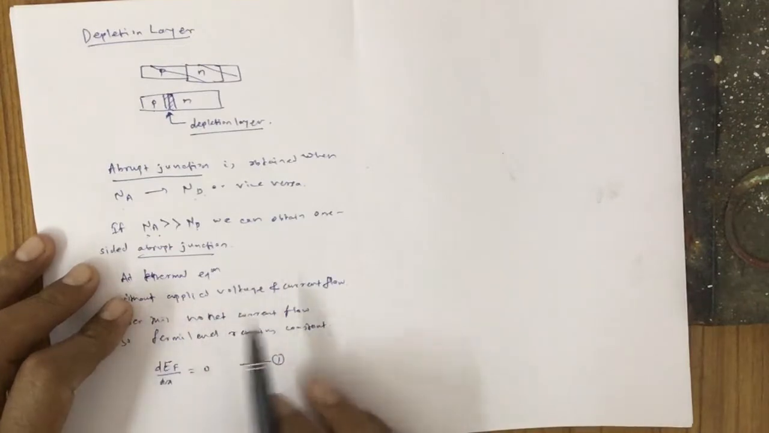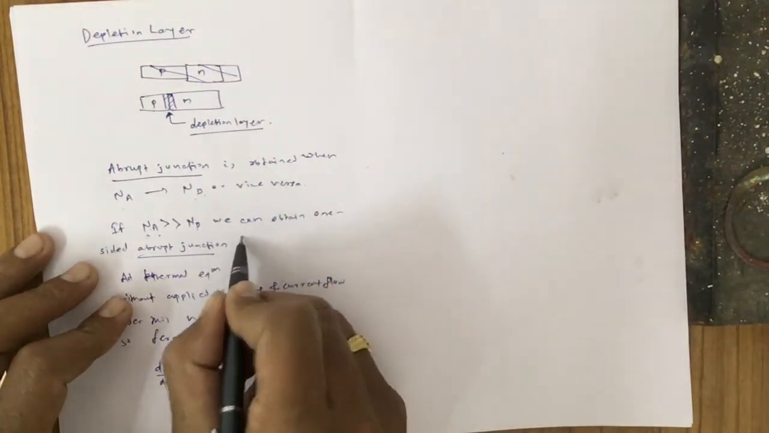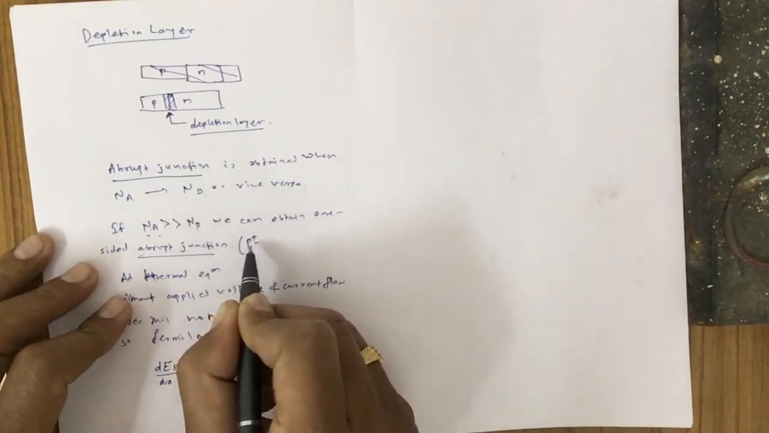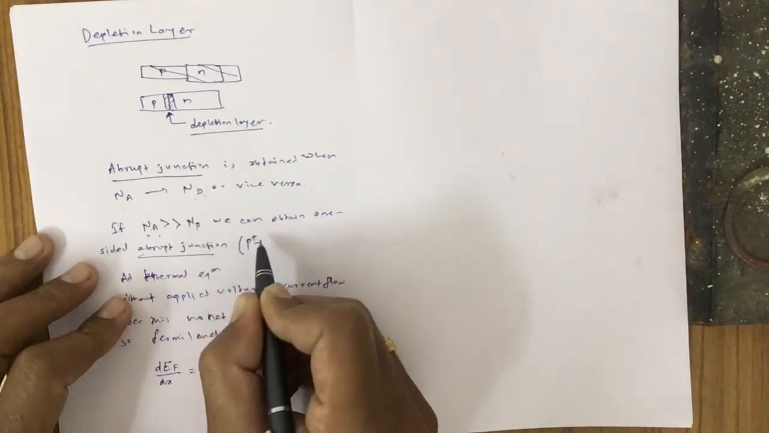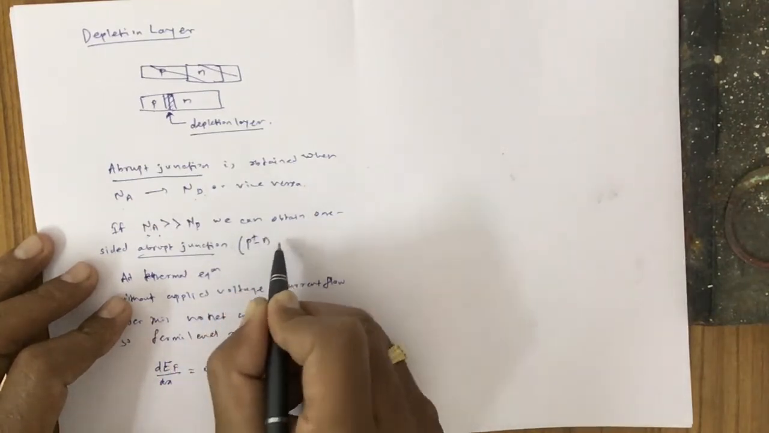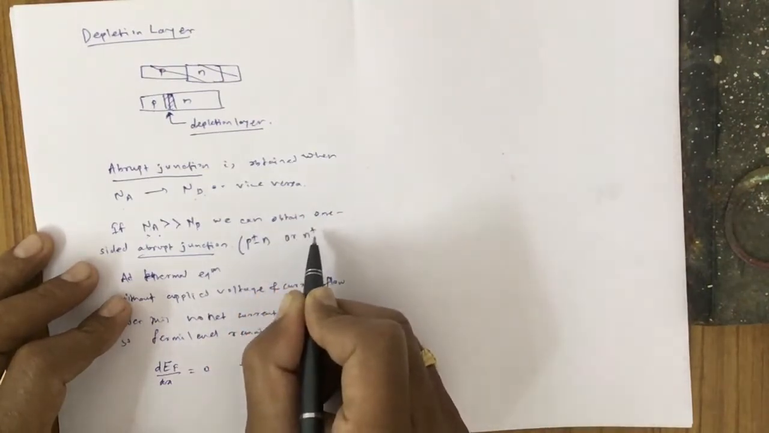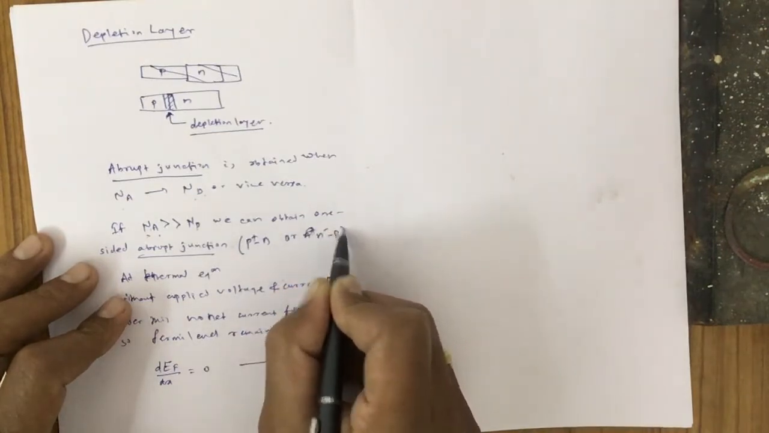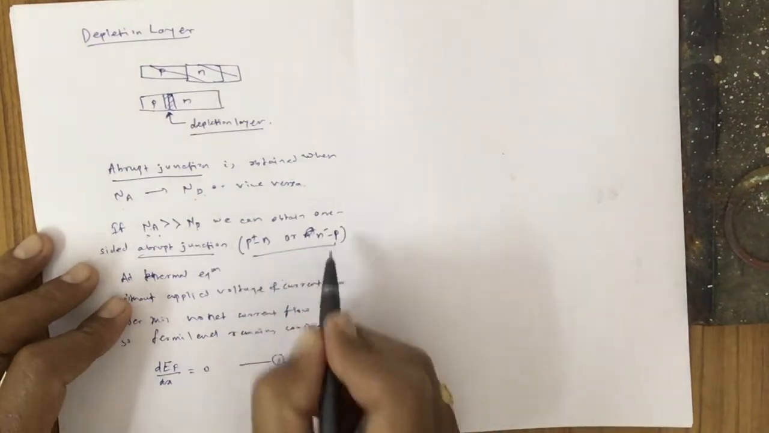Now let us consider this one sided abrupt junction. It can be represented with P plus, meaning excessive acceptor impurities, and then the donor impurities will be lesser on the N side, or else we can have an N minus P one sided abrupt junction. It can be just represented like this.